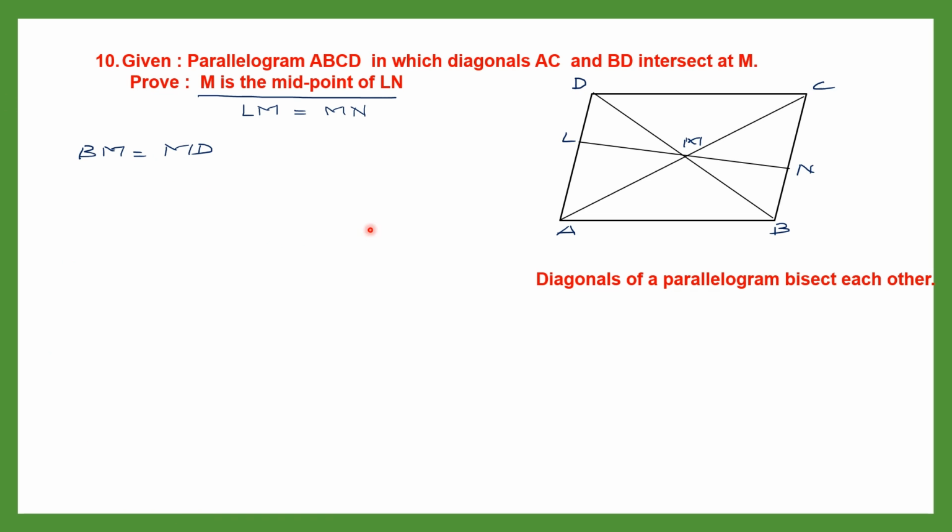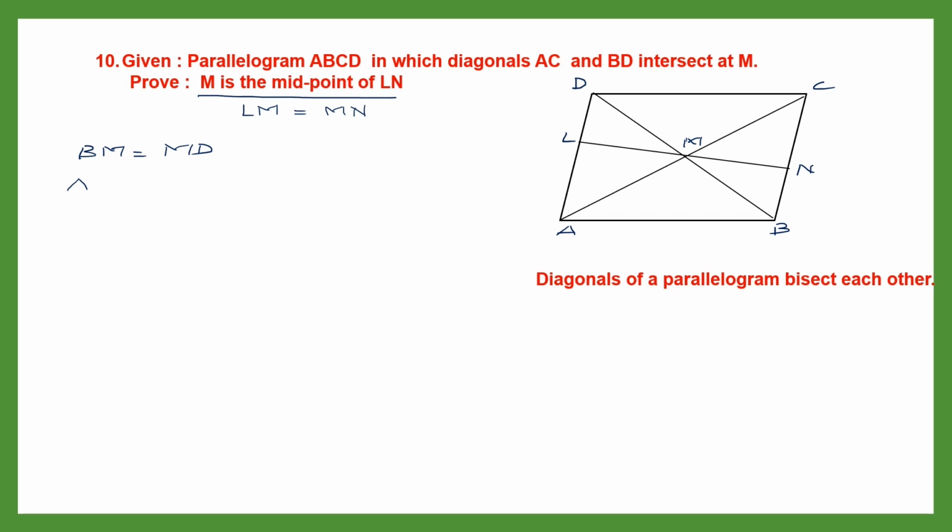The next thing we're going to do is take triangle DLM and triangle NMB. These two triangles we're going to take and prove their congruency. Congruency is a chapter that you've learned last year, isn't it? We have to prove that these two triangles are congruent. That means if they are congruent, their corresponding parts will be equal. So let's take the two triangles.